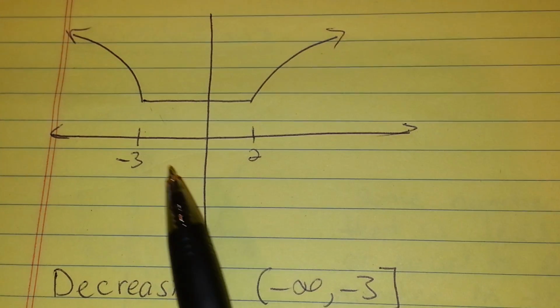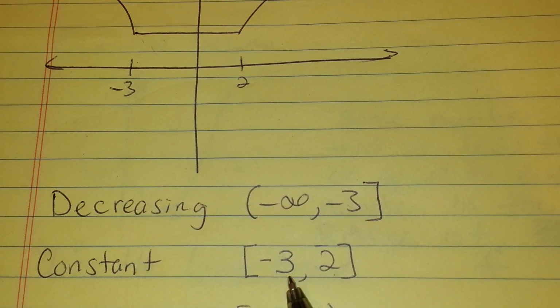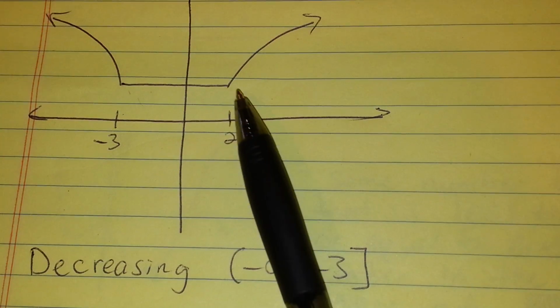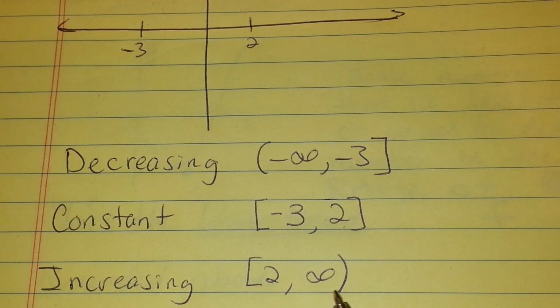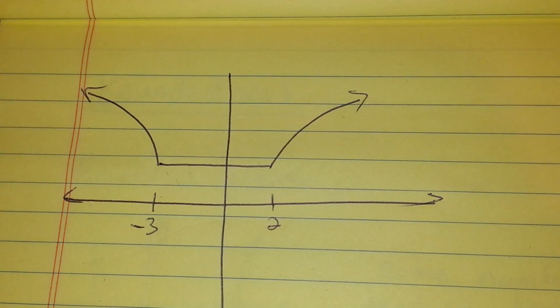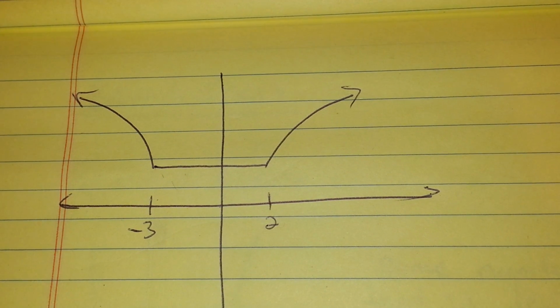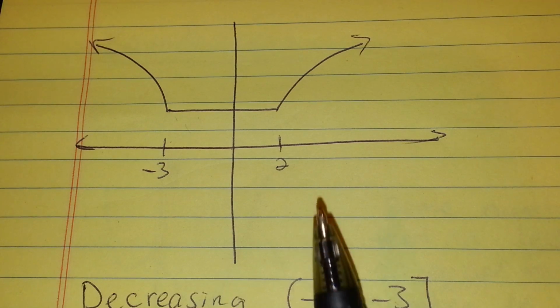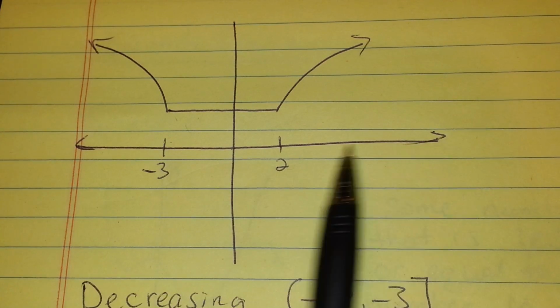Okay? And then from -3 to 2, it's constant. So I write -3 to 2. And then from 2 to infinity, it's increasing, okay? So when we talk about what a function is doing or analyzing a graph, I'm saying what it is doing. Or if they ask me where it is decreasing, I'm talking about how do I track that? I track it on the x-axis.